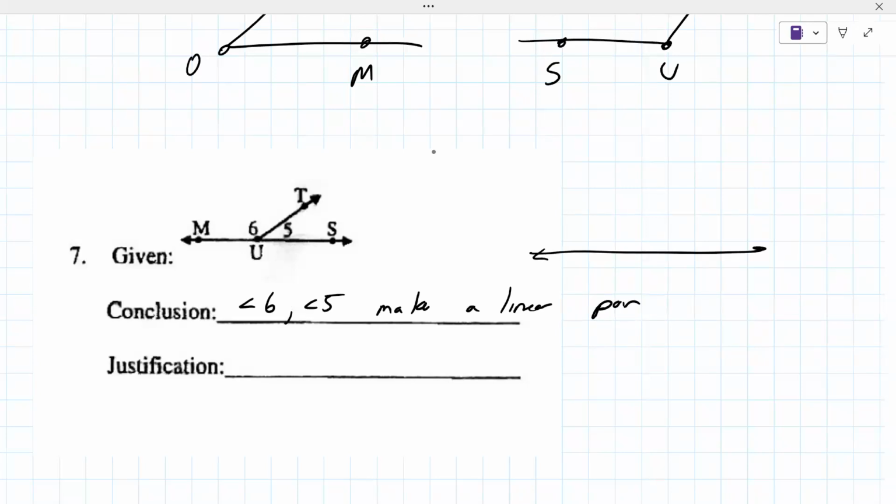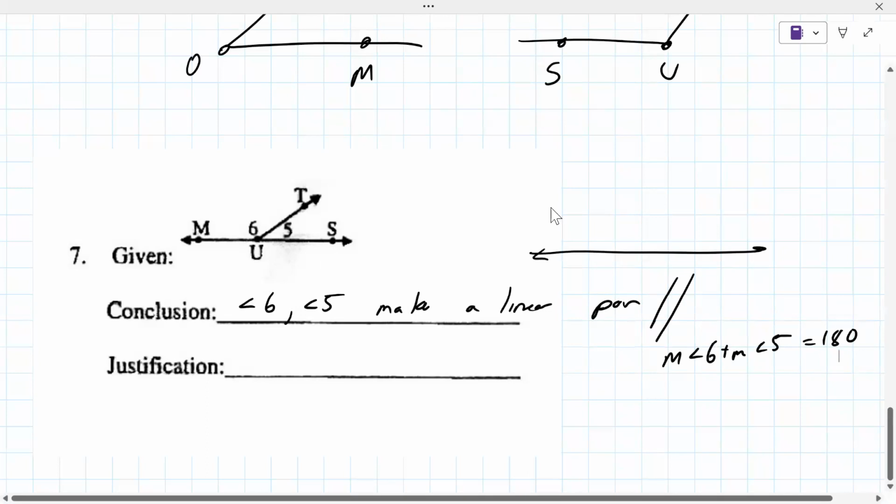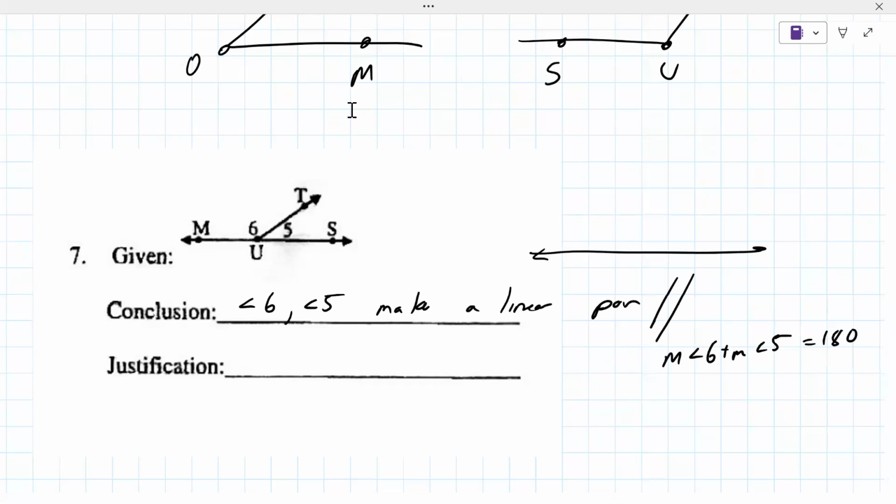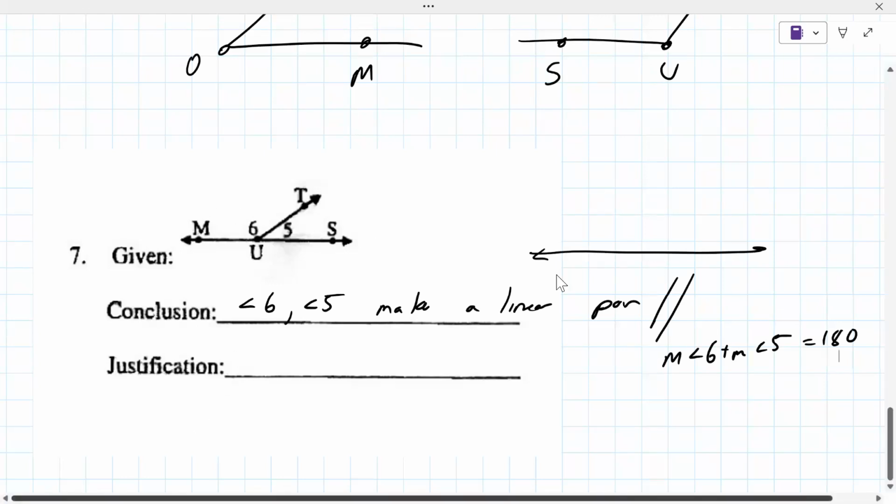The second option is to say that the measure of angle 6 plus the measure of angle 5 equals 180. That would also be good to say. Either of these are good conclusions. Now, did your teacher say you could have more than one conclusion? She didn't really say anything about that. Well, I'll just throw out all the things that it could be. When you see a straight line like this, a straight angle, you're either going to be linear pair or supplementary. Those are your most likely options.